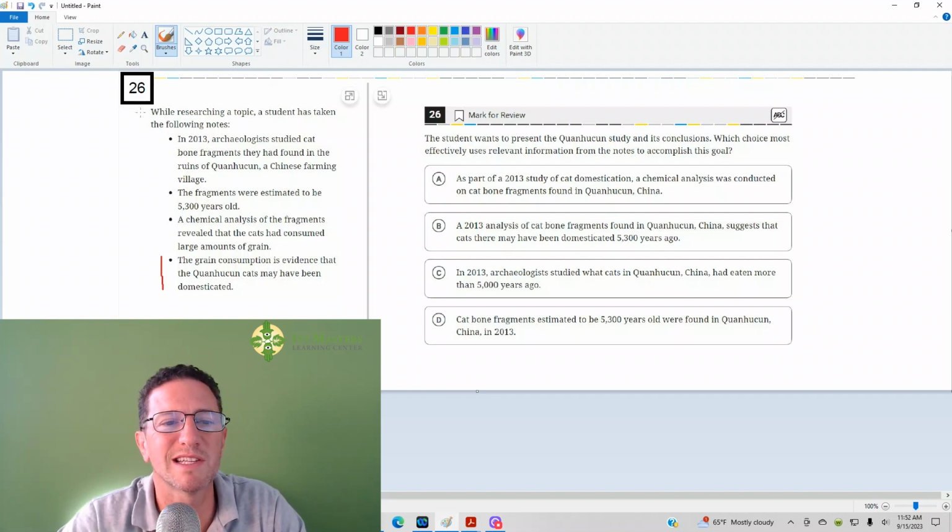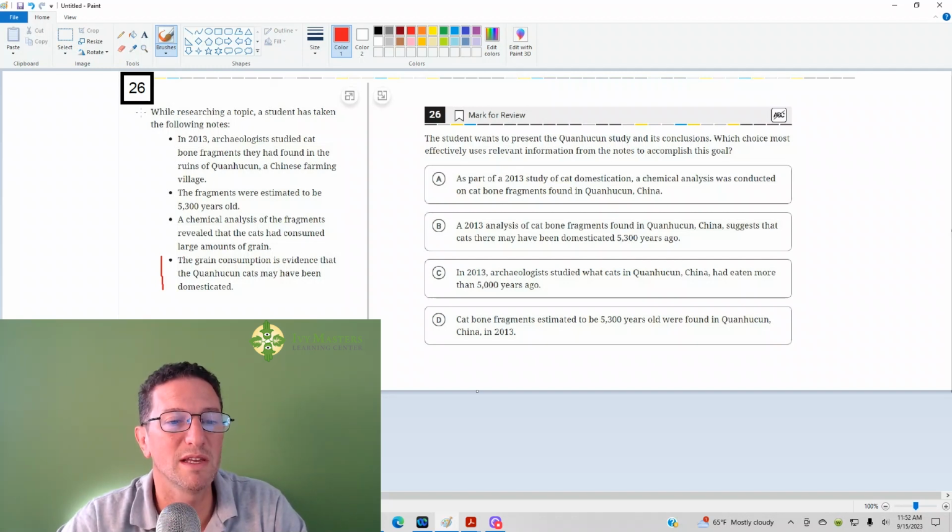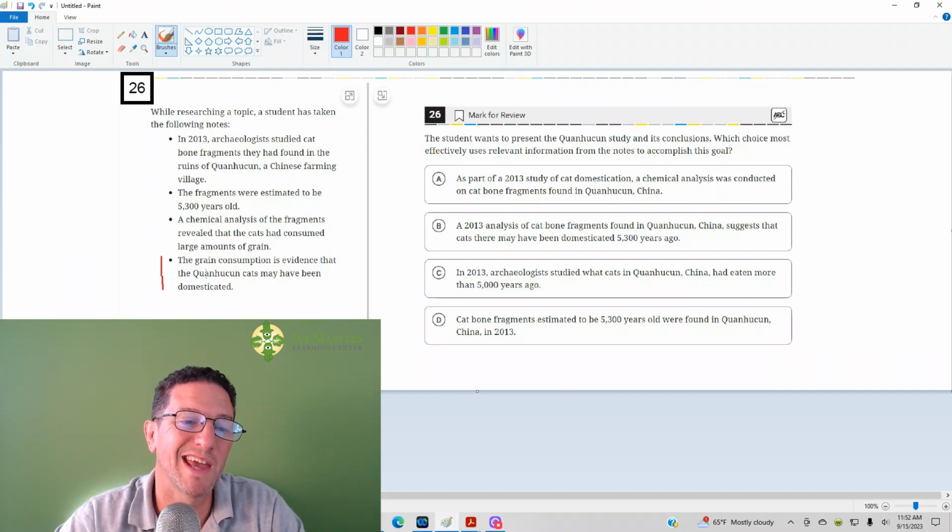While researching a topic, a student has taken the following notes. In 2013, archaeologists studied cat bone fragments they had found in the ruins of Quanhucun, a Chinese farming village. The fragments were estimated to be 5,300 years old. Chemical analysis of the fragments revealed that the cats had consumed large amounts of grain. The grain consumption is evidence that Quanhucun cats may have been domesticated.